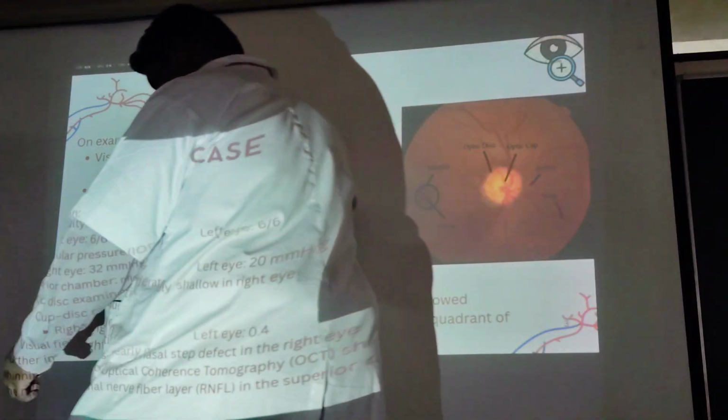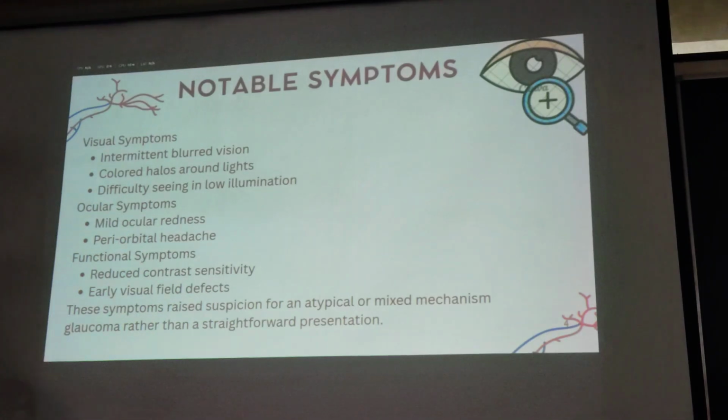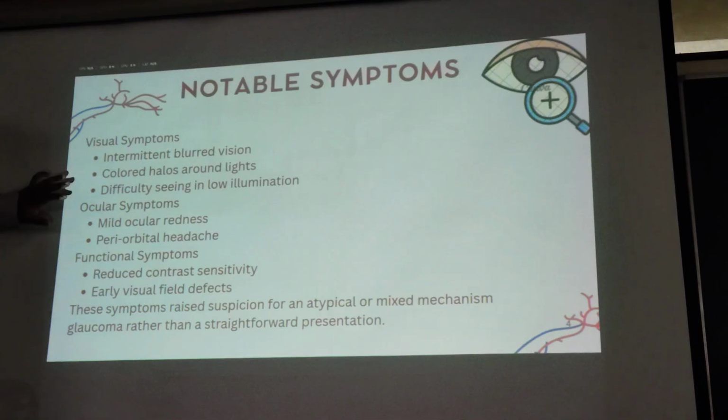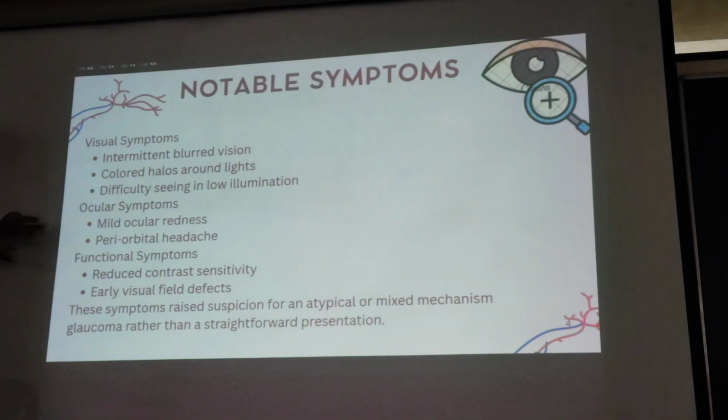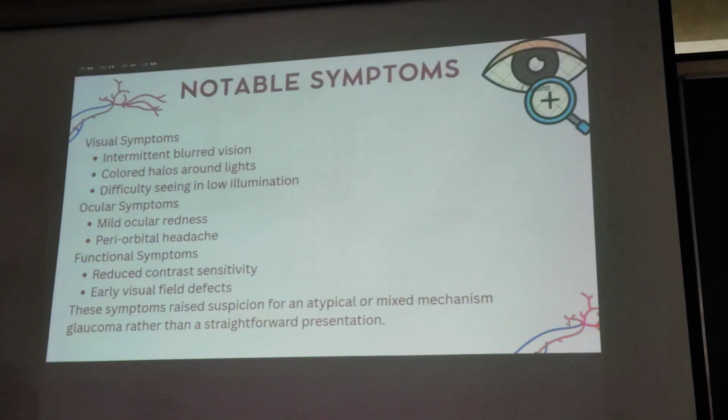So here we have the notable symptoms. Intermittent blurred vision I already explained, colored halos, difficulty seeing in low illumination, a mild ocular redness, periorbital headache, reduced contrast sensitivity. This is also one of the main symptoms of a particular disease, which we will talk about in the future. Early visual defects. These symptoms raise suspicion for an atypical or mixed mechanism glaucoma rather than a straightforward presentation.